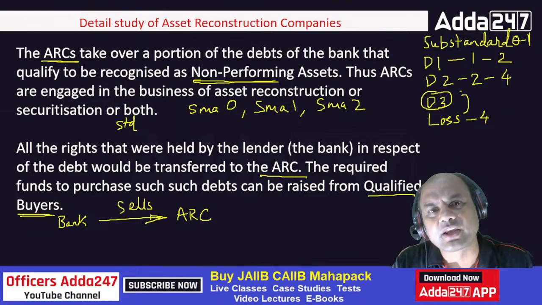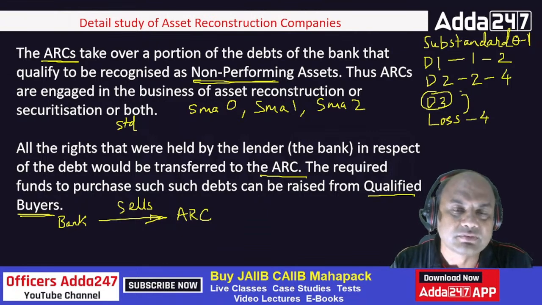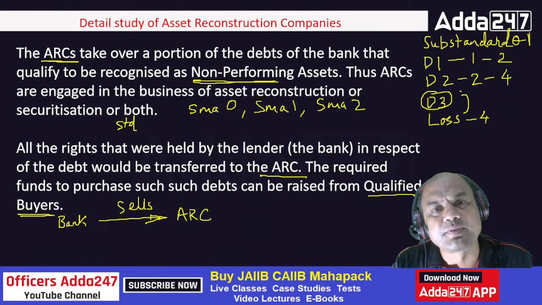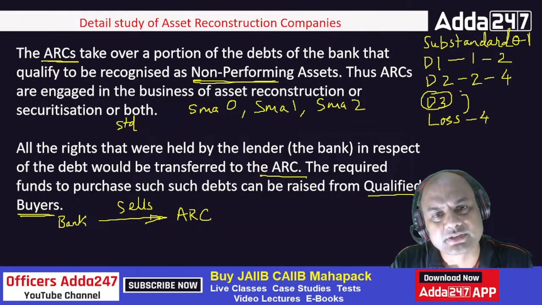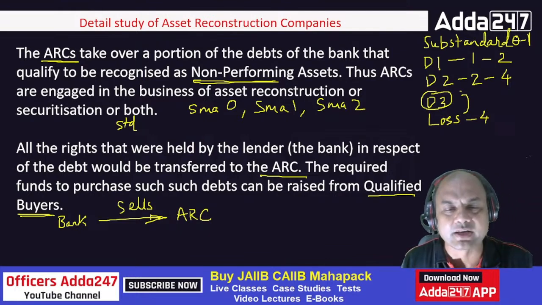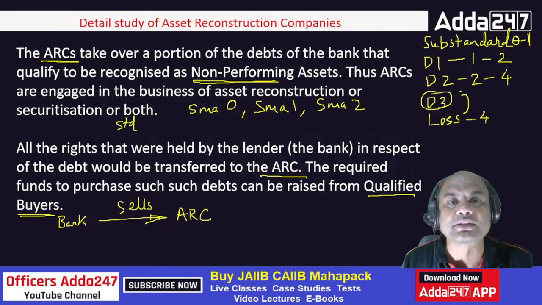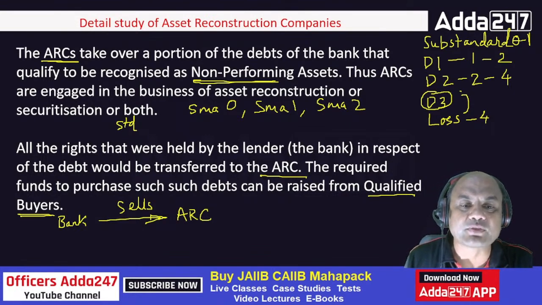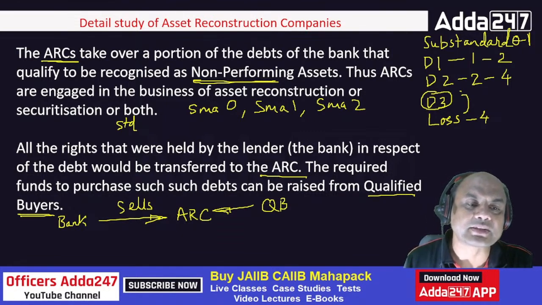Many companies are there. In fact, every bank has some special company that's called an SPV. Every bank has floated an SPV, or a combination of banks have floated an SPV. And these act as ARCs. Now these ARCs require funds, whatever funds they require for buying that asset. So those funds can be received from whom? They can be received from those who invest in them. The investors are qualified buyers, QB. Okay, see these QBs. They invest in this company and then ARC can buy it.